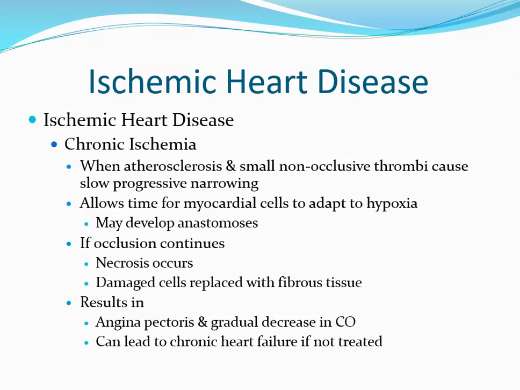Chronic ischemia occurs when atherosclerosis and small non-occlusive thrombi cause slow, progressive narrowing of the arterial lumen. This will allow time for the myocardial cells to adapt to the hypoxia and possibly to develop anastomoses or alternate routes to bypass the blockage. If occlusion continues, necrosis can occur and the damaged cells will be replaced with fibrous tissue. Remember, the heart is unable to regenerate. This makes the myocardium weaker and less extensible. This results in angina pectoris and a gradual decrease in cardiac output. This can lead to chronic heart failure if not corrected.